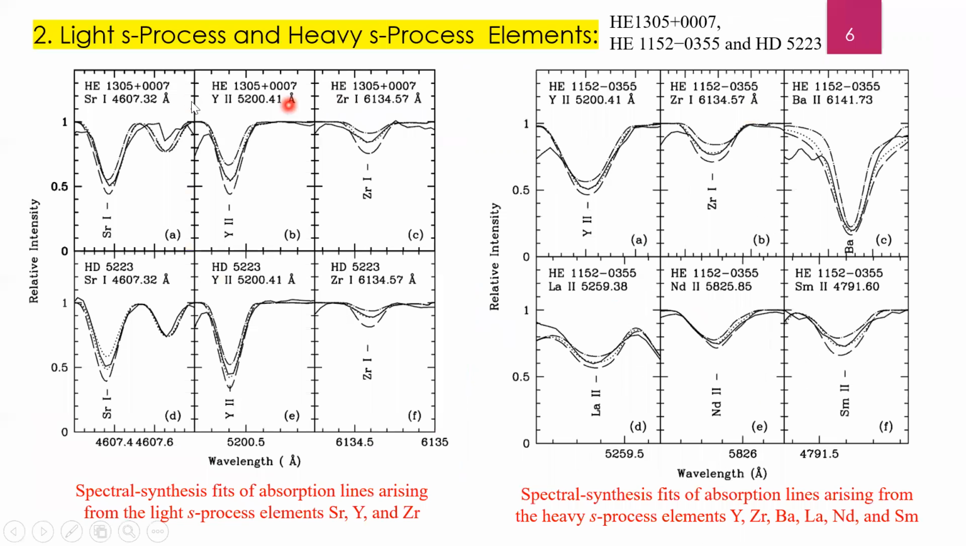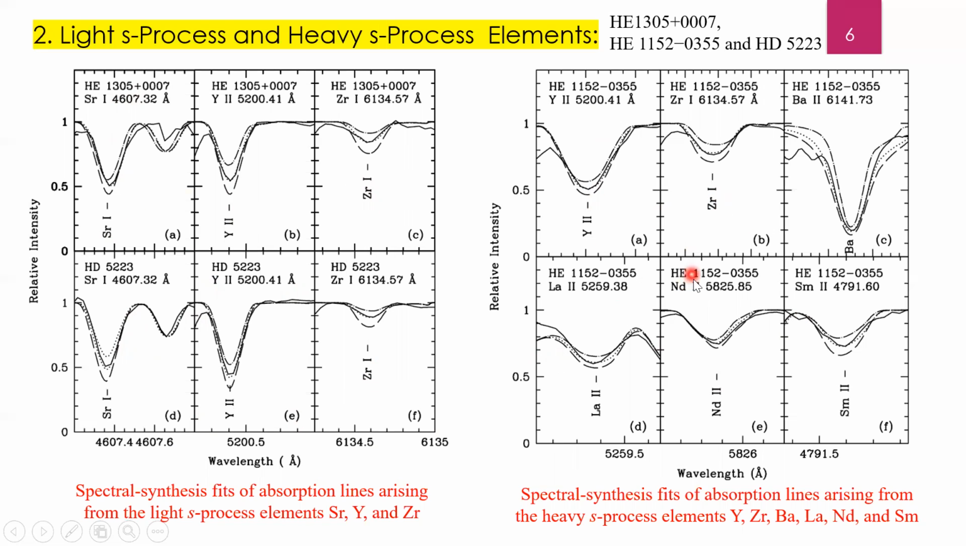Now, the second important elemental abundance to be discussed is the presence of light s-process elements and heavy s-process elements. On the left side, we have plotted the light s-process elements, and on the right, we have the heavy s-process elements. On the left, in the reduced spectra of HE1305, we could see strontium 1, yttrium 2, and zirconium 1 present in overabundances. Similarly, in HD5223, we could also see a similar abundance of strontium 1, yttrium 2, and zirconium 1. On the contrary, in the third star, HE1152, yttrium 2 and zirconium 1 are found to be almost solar.